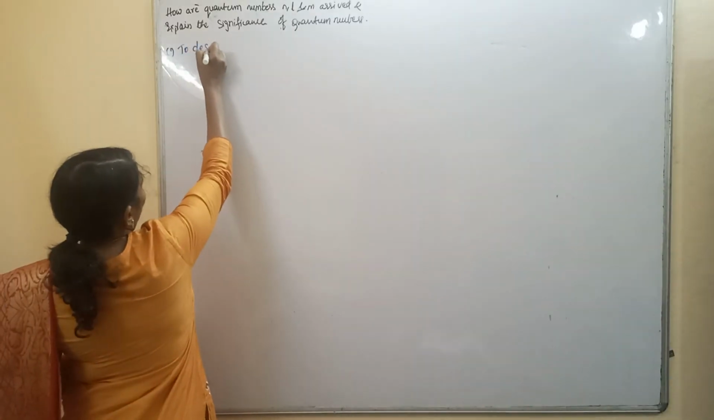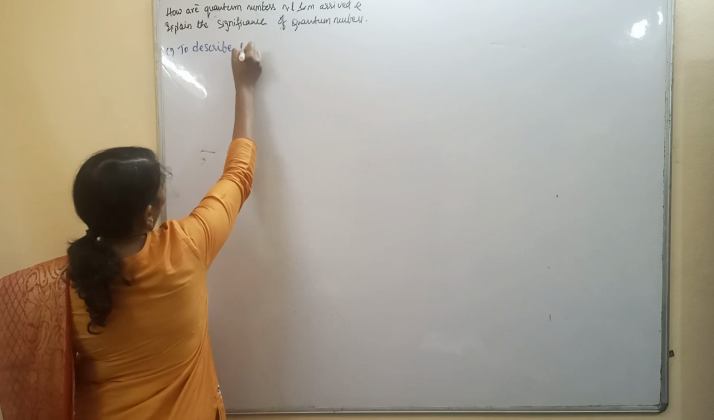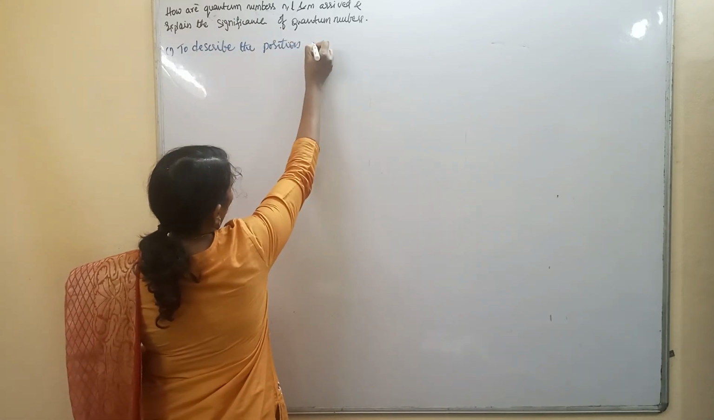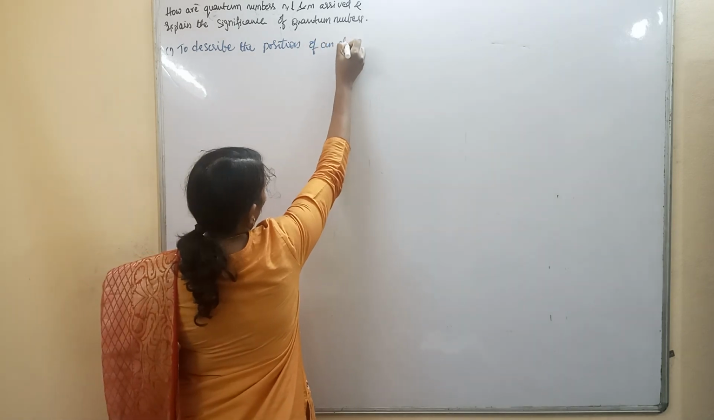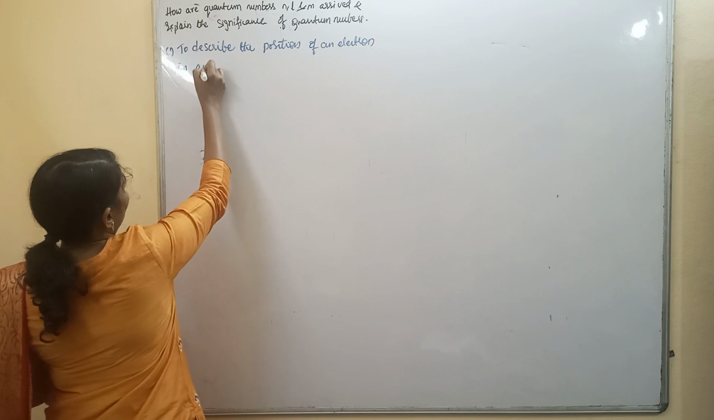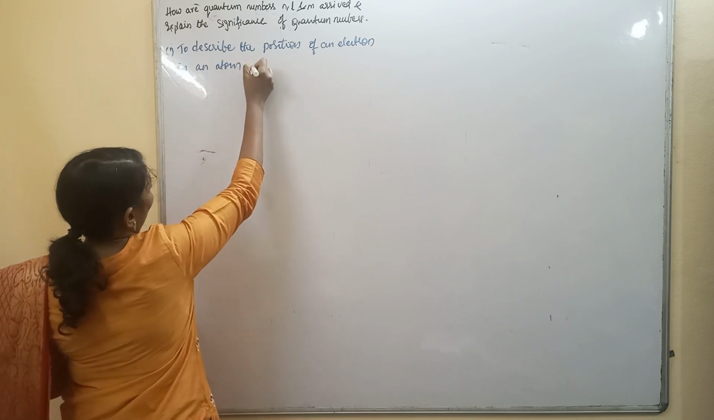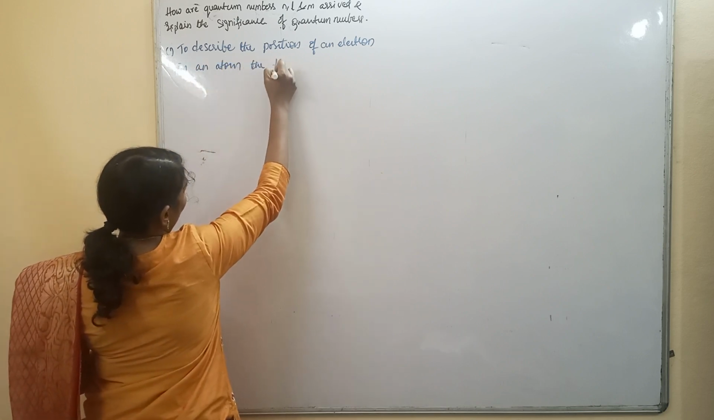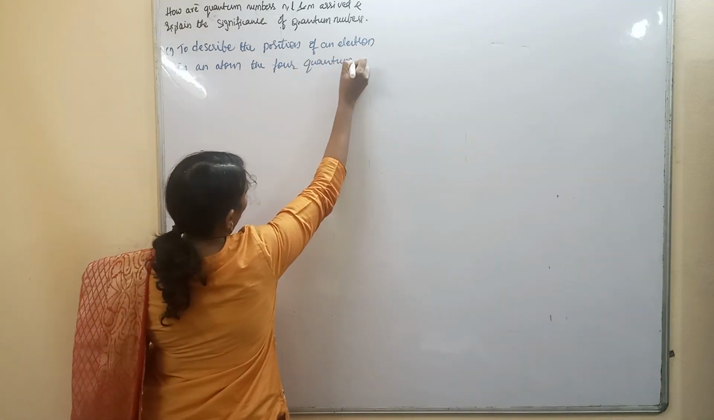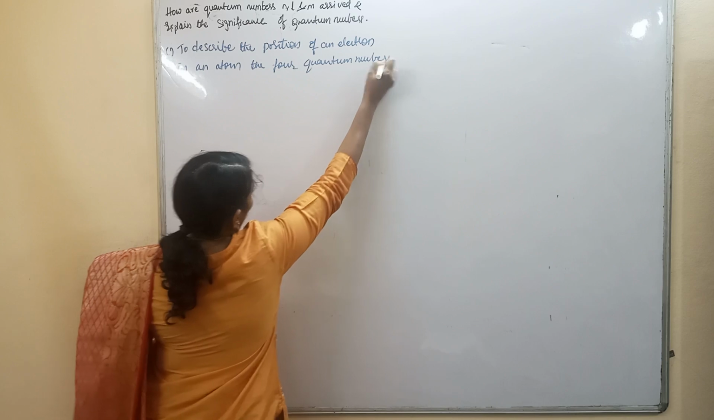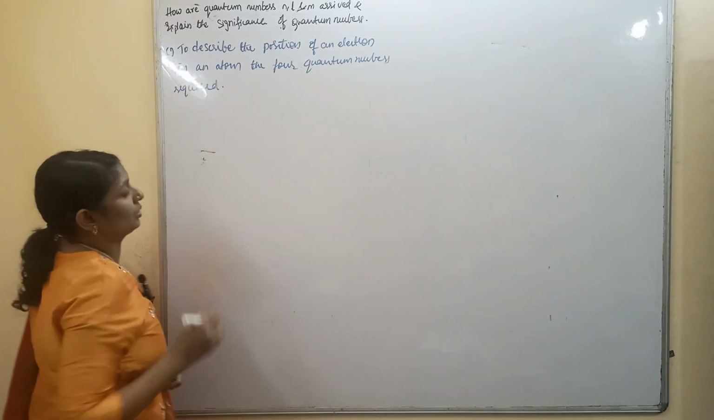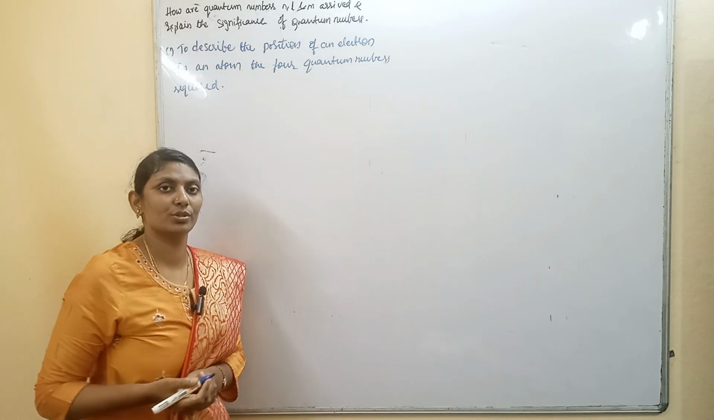First of all, what is the first point here? To describe the position of an electron in an atom, the four quantum numbers are required. The four quantum numbers have been introduced.